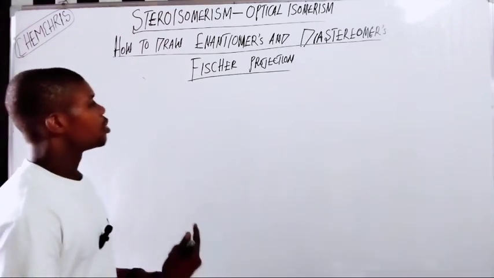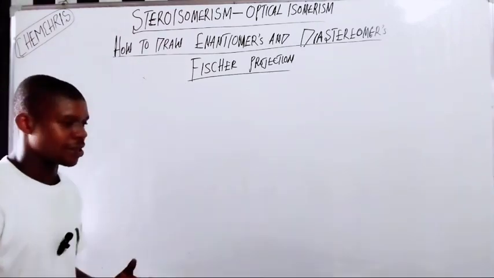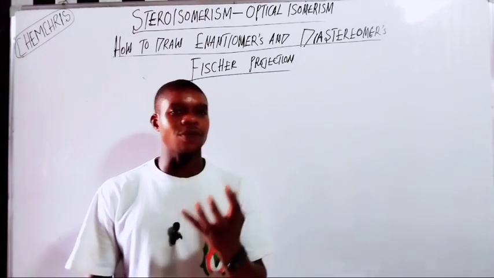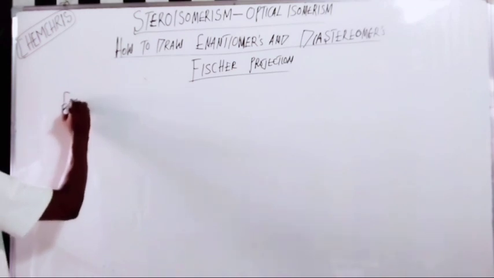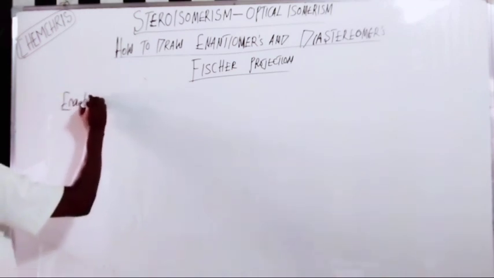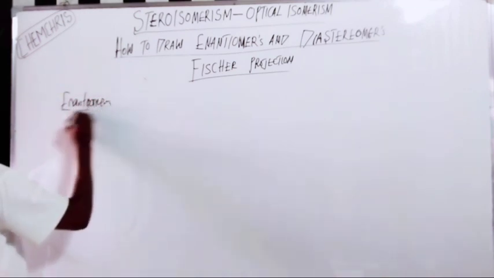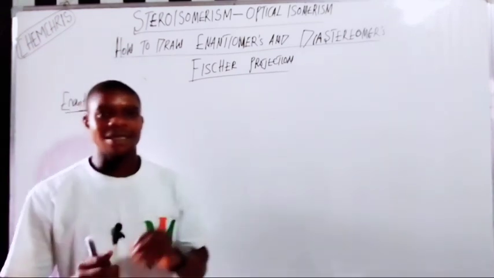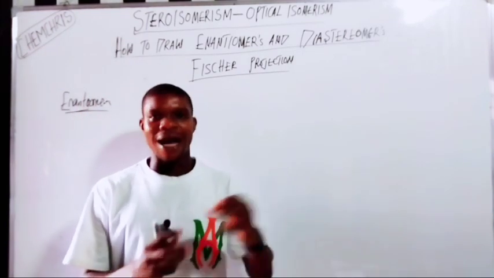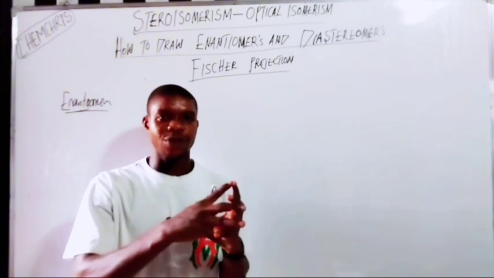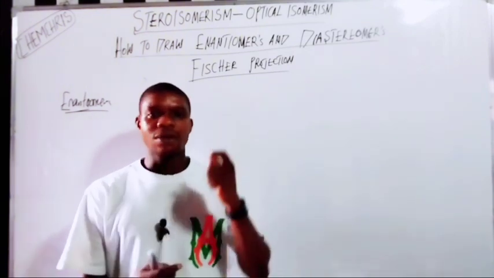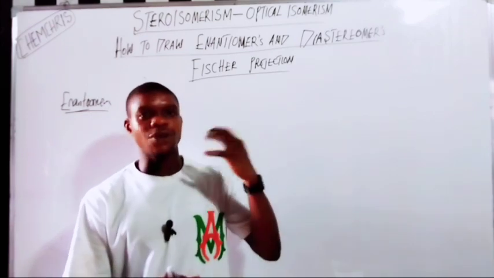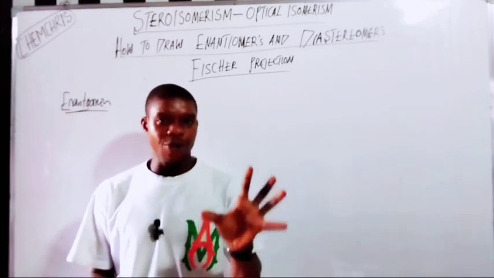We have to learn how to draw enantiomers. So the question now is, what are enantiomers? Enantiomers, what do you mean? Enantiomers are chiral molecules and they are non-superimposable mirror images. I'll go again. These are chiral molecules and they are non-superimposable mirror images.